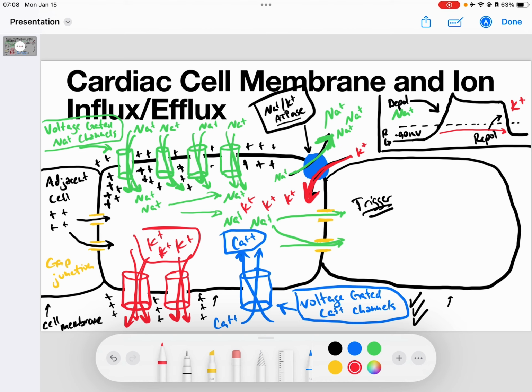So I hope this schematic helps you understand what is occurring at the cellular level in terms of activation and kind of resetting of the cells, so that you understand how these medications in the future and how these ions play a role in that function.